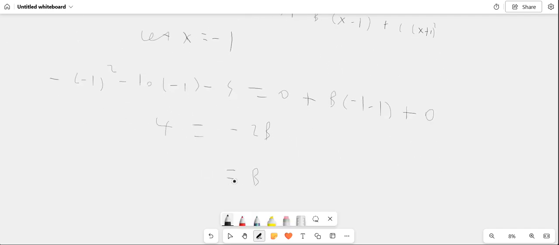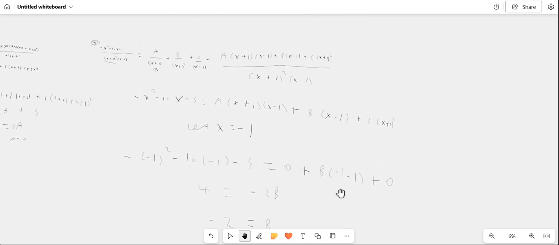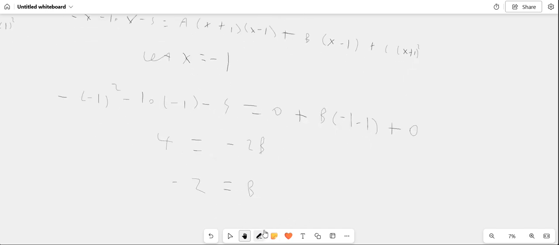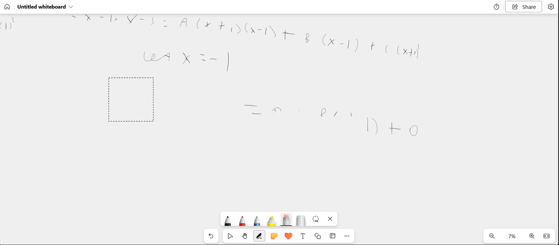Divide by minus 2 onto both sides, b is equal to minus 2. So now we've got b, yeah? Alright, save. Now that we've got b is minus 2, I'm gonna rub this out, so take note, pause the video, whatever you need to do.